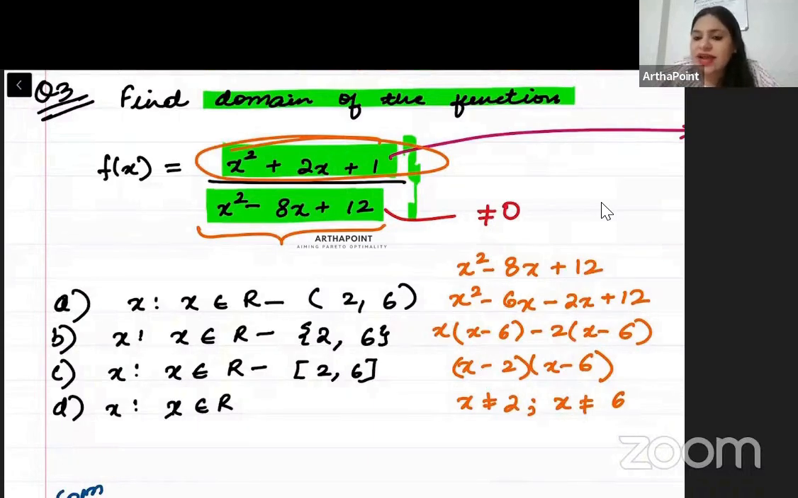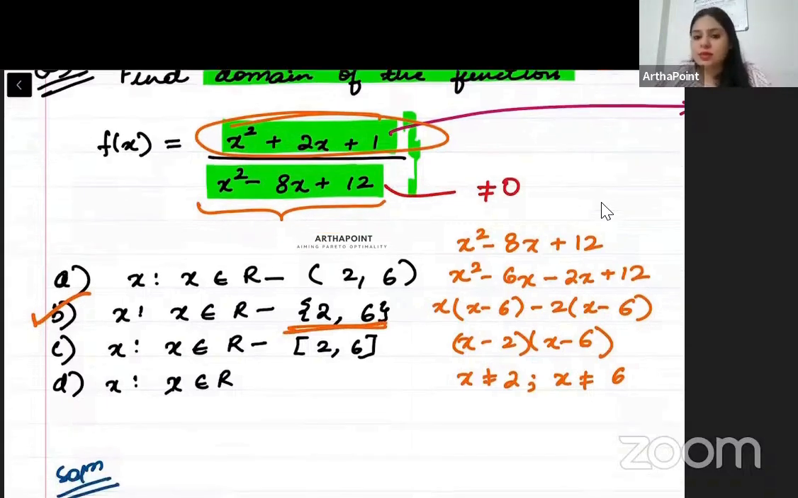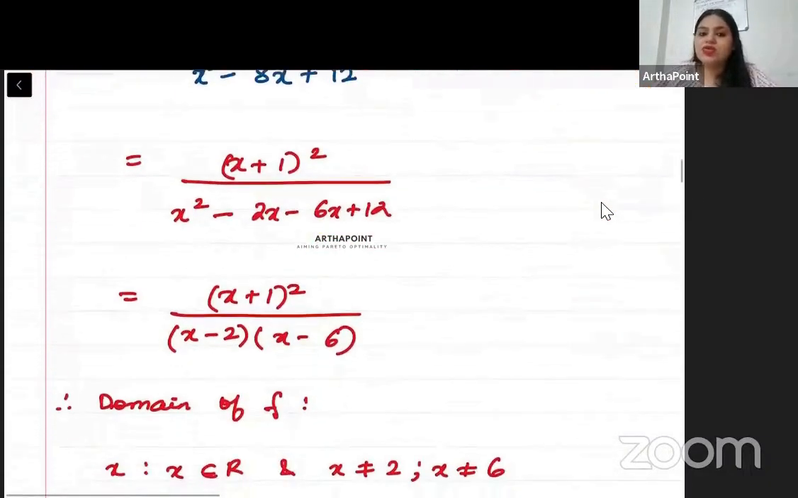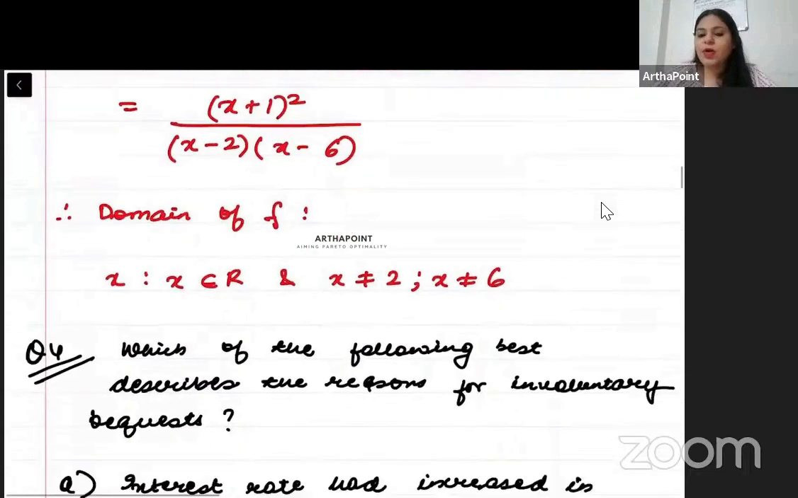So I understand that x takes all real values except 2 and 6. So my set consists of only 2 and 6, not 2 to 6. So except 2 and 6, it consists of all real numbers. And that is the answer to your question. Okay.